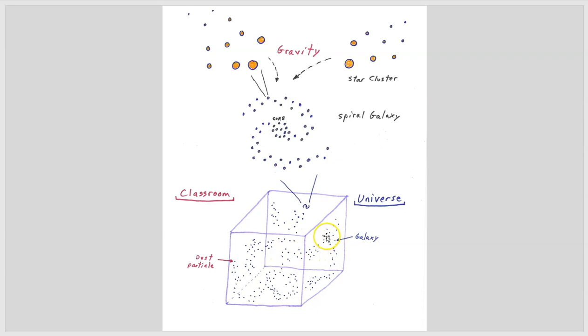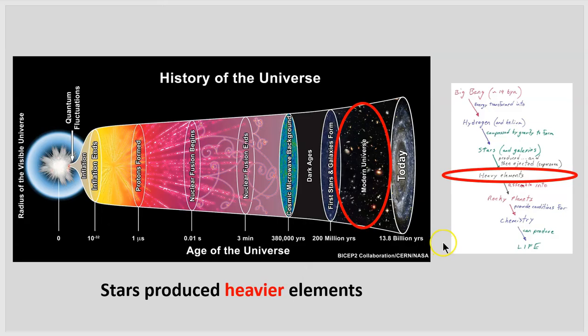But let's think about an analogy. If we were to take the size of the observable universe and shrink it down to the size of a classroom, well, how big would a galaxy be? It would be a particle of dust. So our universe is vast. We live in one galaxy, the Milky Way galaxy, one galaxy out of hundreds of billions of galaxies in the observable universe. So in part 2 of our story, we'll look at the next transition.